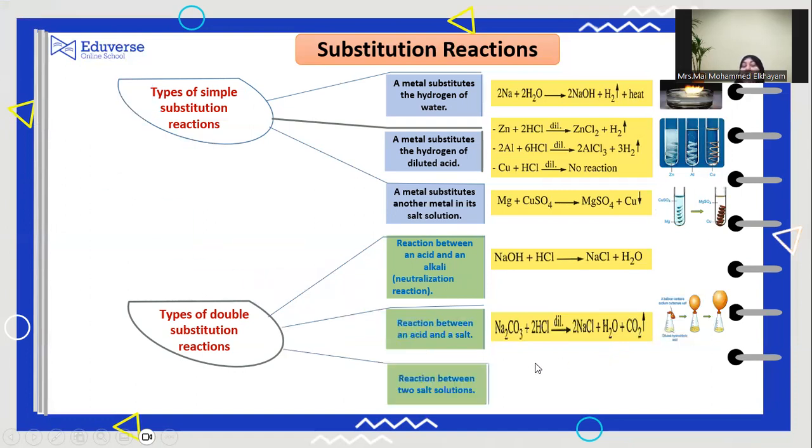Now, reaction between two salt solutions. This is one of the most important reactions here. And it gives what? Yeah, precipitate. So you can have a question about these kinds of reaction between two salt solutions, like sodium chloride plus silver nitrate. Double substitution reaction will take place, and the sodium will take the nitrate, and the silver will take the chloride to form silver chloride white precipitate, which doesn't dissolve in water.